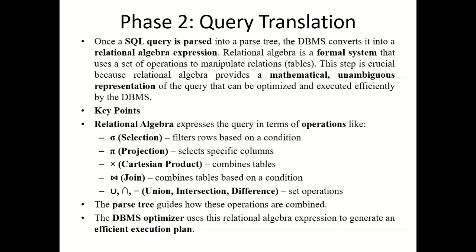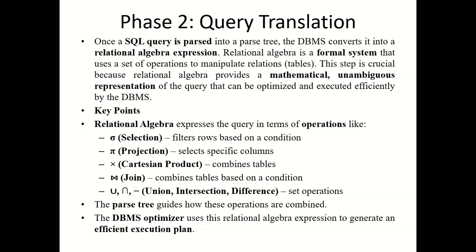Next, phase 2 is query translation. The query is parsed into the tree, and the database converts it into a relational algebra expression, a formal system for manipulating relations in the table. It provides a mathematical, unambiguous representation of the query that can be optimized and executed efficiently by the database.